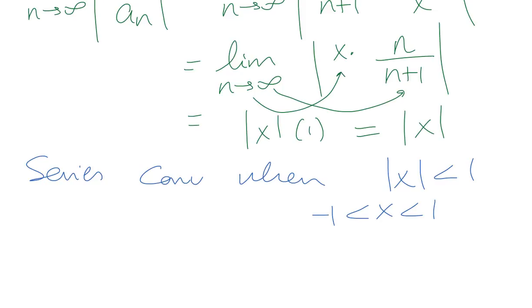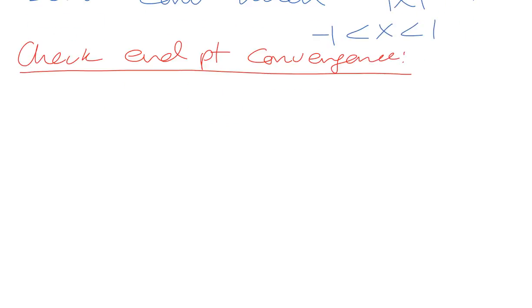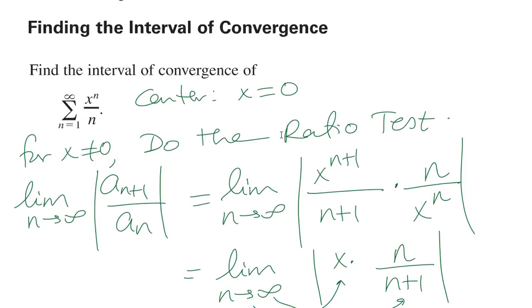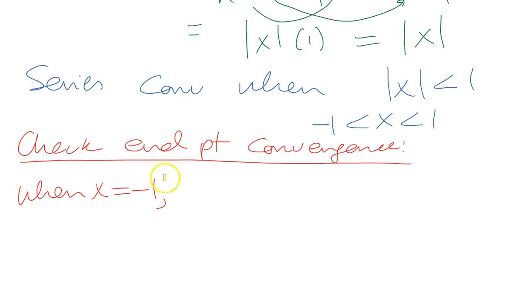So guys, check endpoint convergence. Okay guys, how do we check? You go ahead and plug in x equals -1 in the original series. When x is -1, let me scroll back up to show you where you have to plug in, guys. So when x is -1, this is where you're going to plug in. Okay, replace x by -1 in the series.